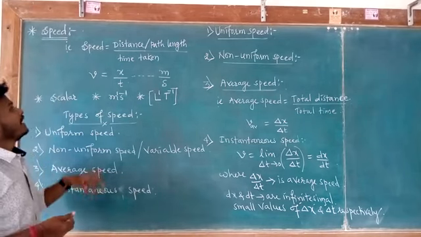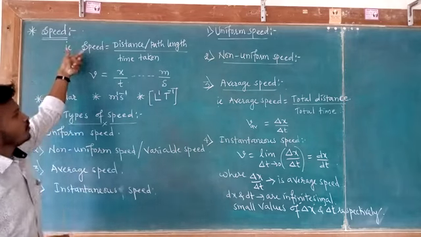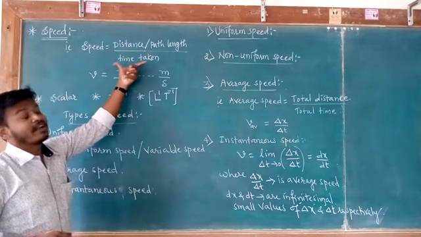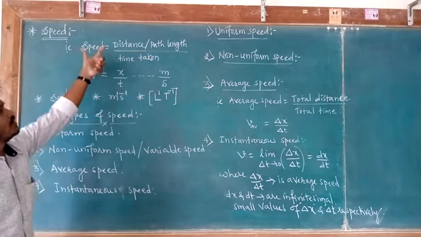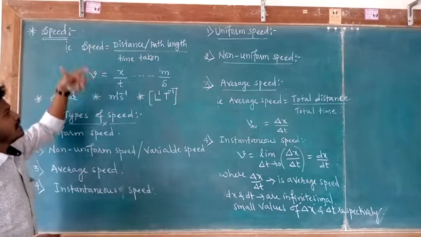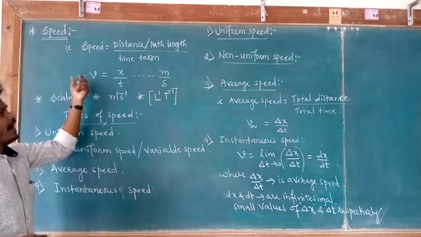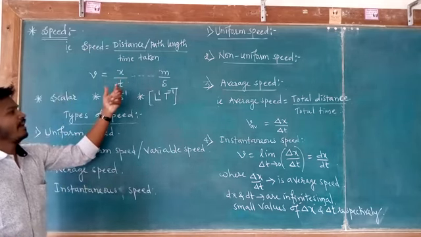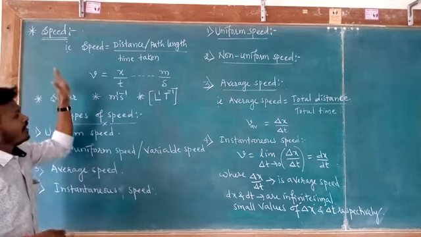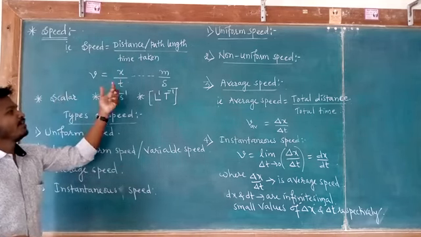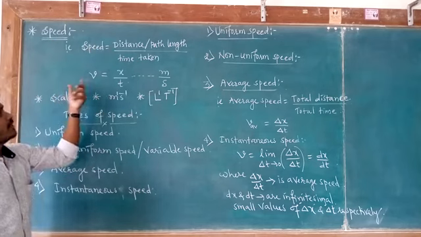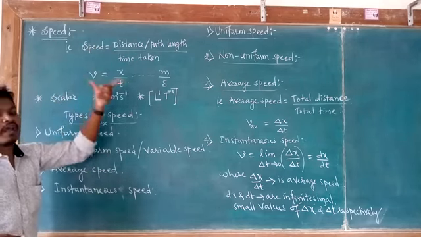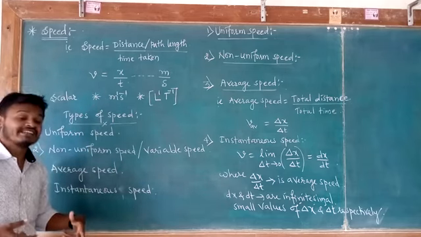Mathematically, speed is equal to the distance covered by a body, or path length, divided by time taken. Speed is usually denoted by v, the distance covered by a body let it be x, and the time taken by a body let it be t. If a body covers a distance x in time interval t, then the speed of the body is v is equal to x divided by t. This is the generalized equation to calculate the speed of a body when x and t are known.